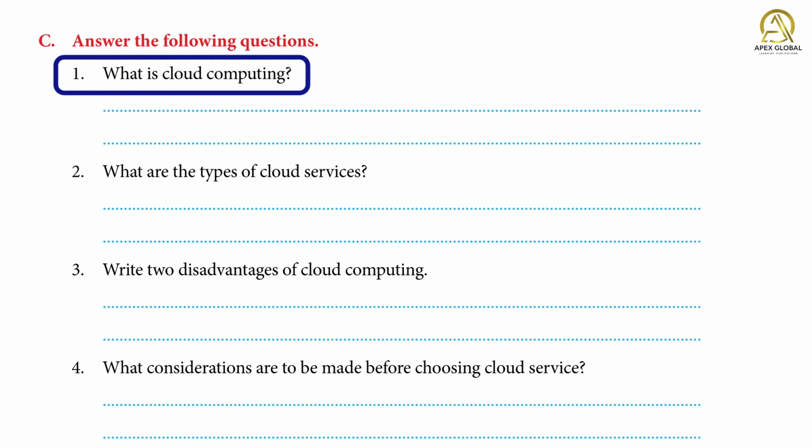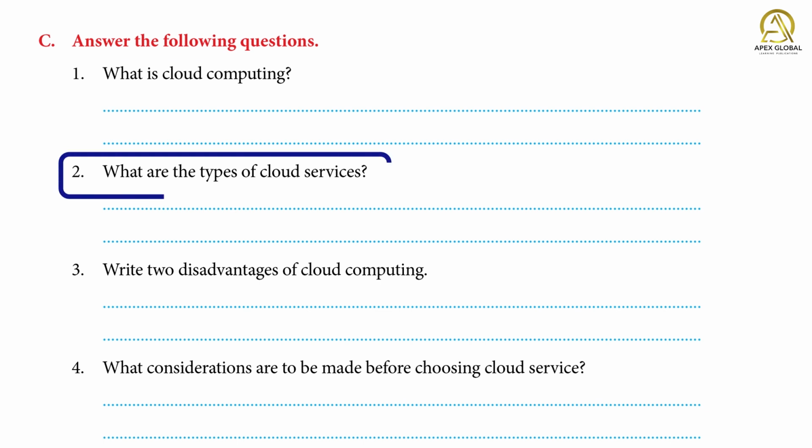C. Answer the following questions. 1. What is cloud computing? Answer: Cloud computing is a service that requires a subscription and includes a number of services. These services are used by individuals and organizations because all of the processes take place in the internet world. It is known as cloud computing. 2. What are the types of cloud services? Answer: Different types of cloud services are available depending on the needs of the users. 1. Public cloud. 2. Private cloud. 3. Community cloud. 4. Hybrid cloud.